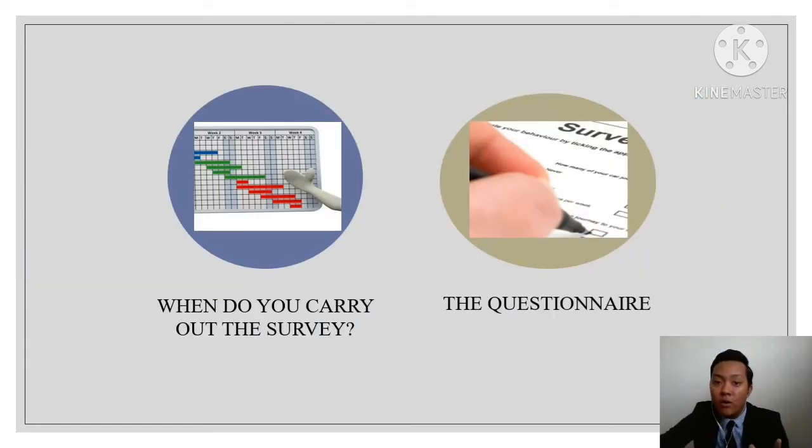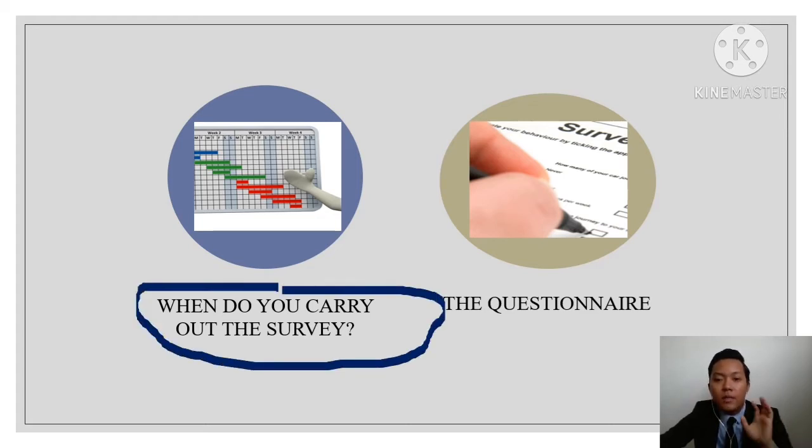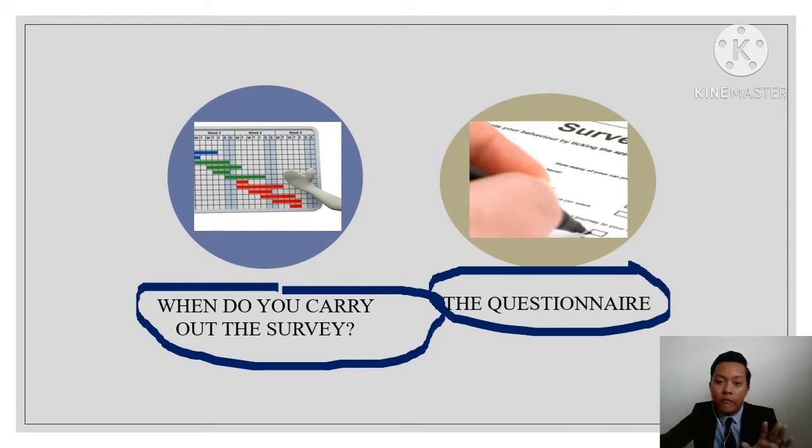We move to the next: when do you carry out the survey? This survey we carried out from week 4 until week 6. This questionnaire has 5 parts, where part 1 is demographic information, and part 2 until part 5 are all about answering the questions.